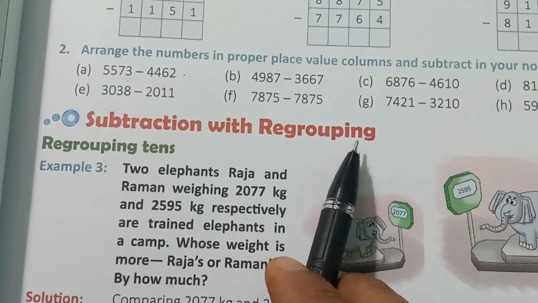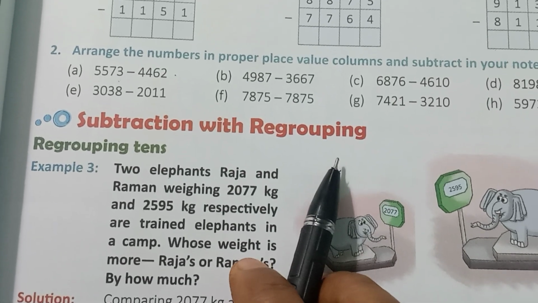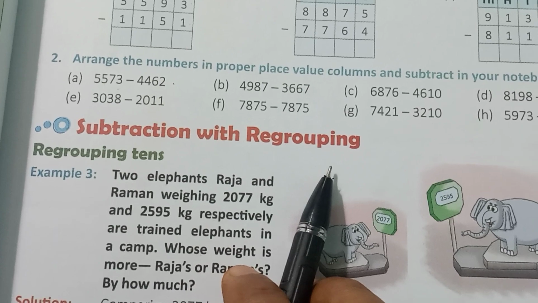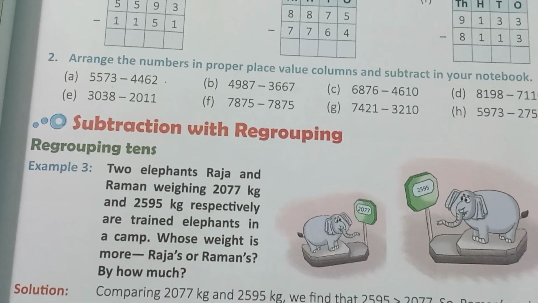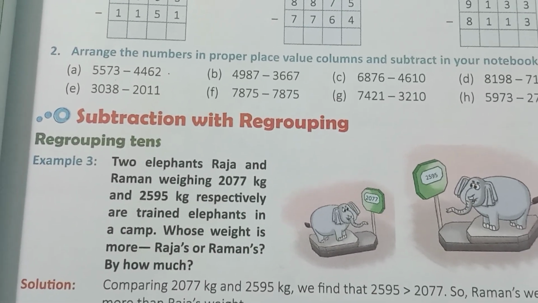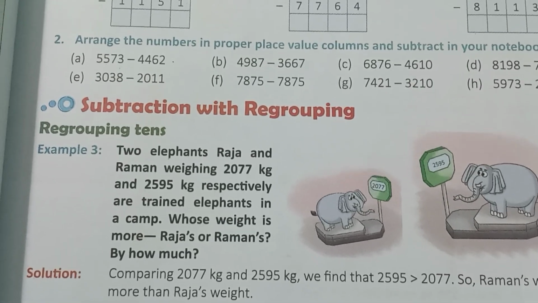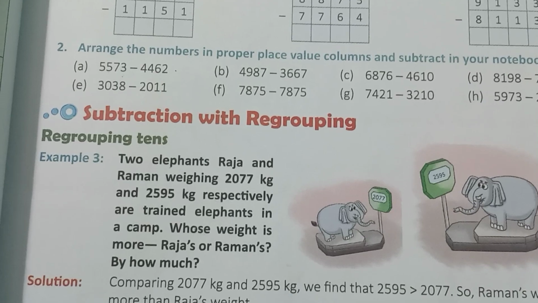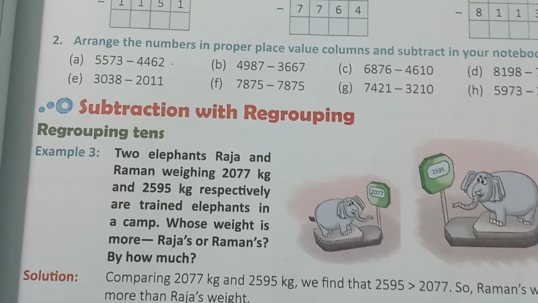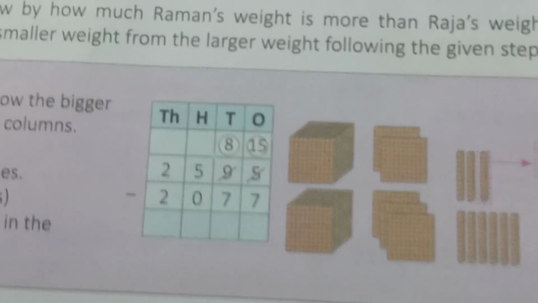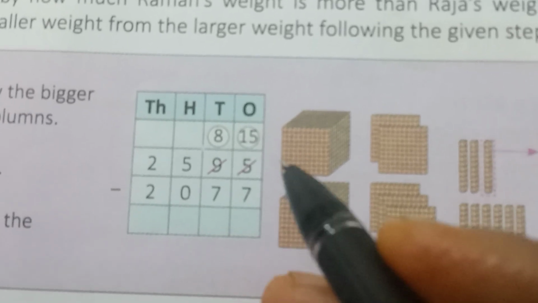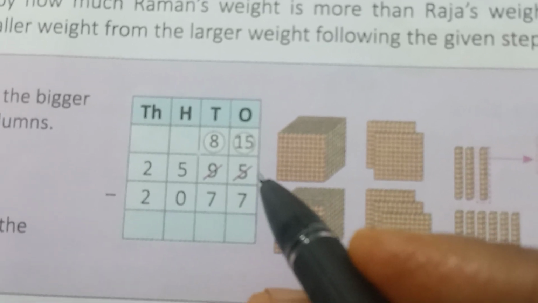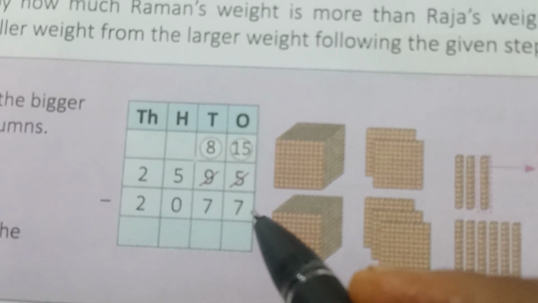Now moving to the next topic, subtraction with regrouping. So here children, when we arrange the numbers into place value columns, if the top number is not bigger than the next number, then we need to regroup. It will be more clear with the examples children. Examples are given in your book. Open your page number 57. Look at here children. Here you have to subtract 2595 and 2077.